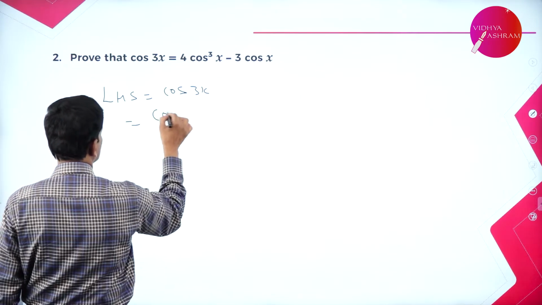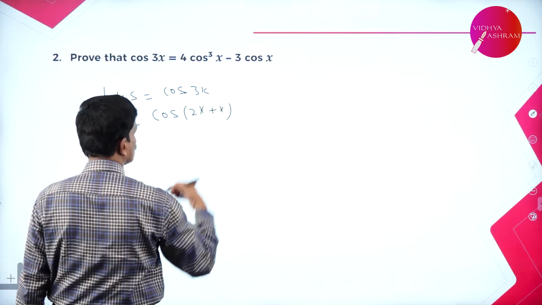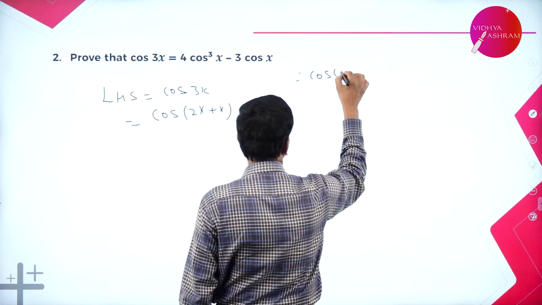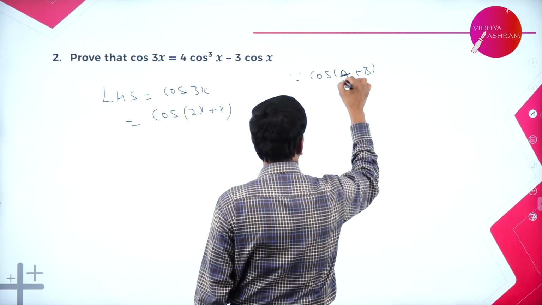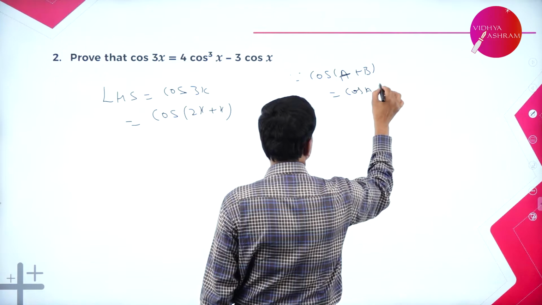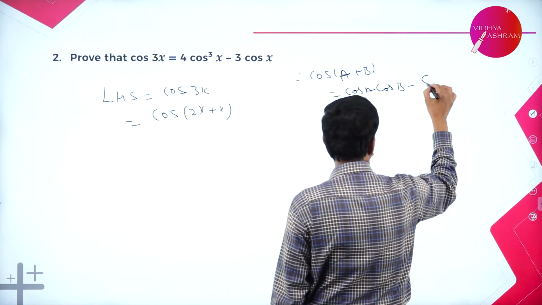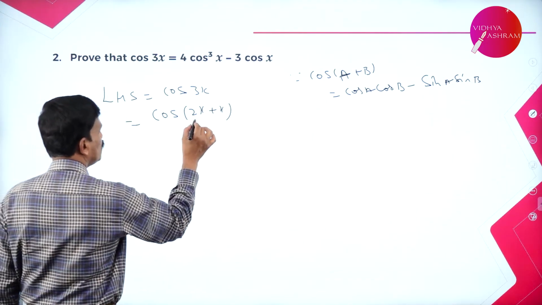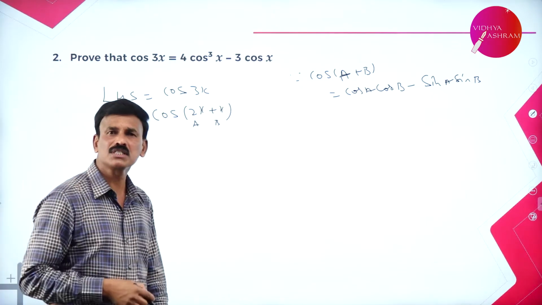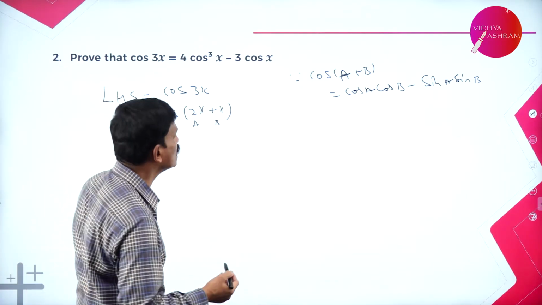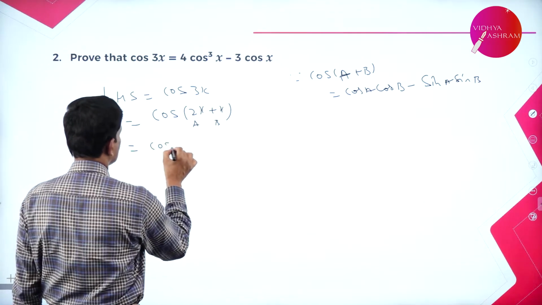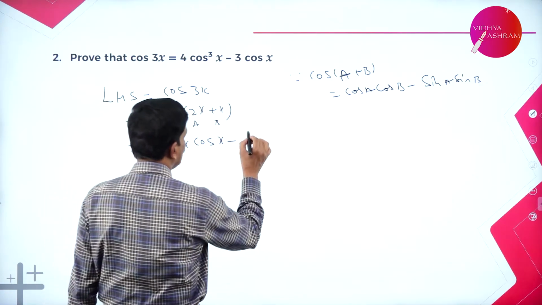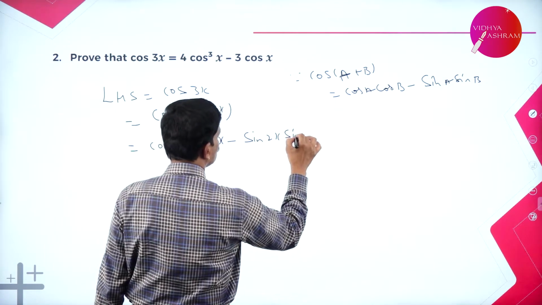LHS: cos 3x. Cos 3x can be written as cos (2x plus x). Now this is of the form cos (a plus b). What is cos (a plus b)? Cos (a plus b) is equal to cos a cos b minus sin a sin b. So a is equal to 2x, b is equal to x. So this can be written as cos 2x into cos x, minus sin 2x into sin x.